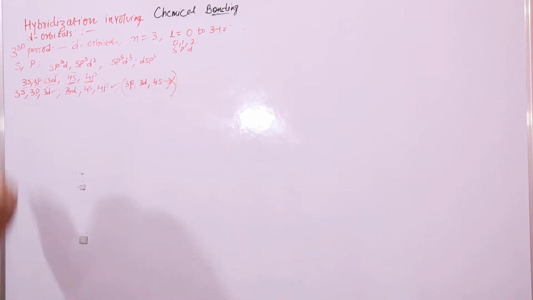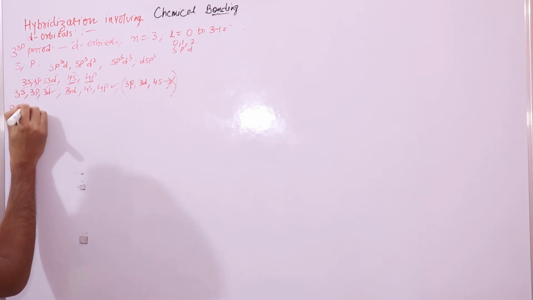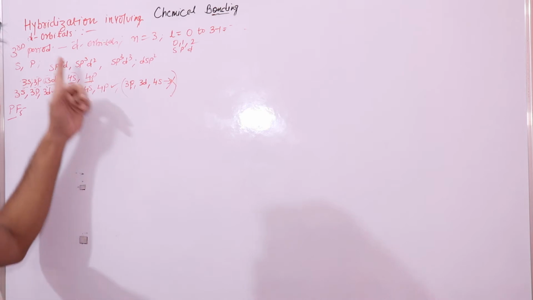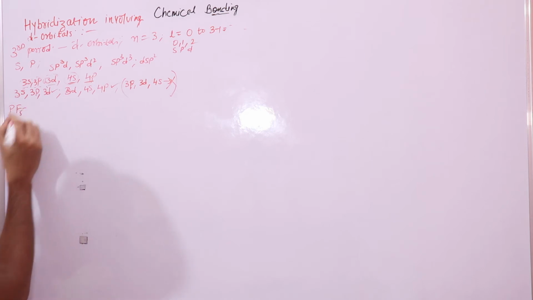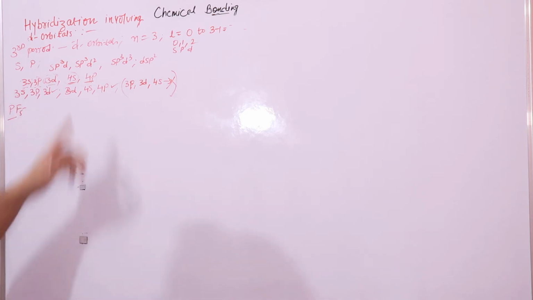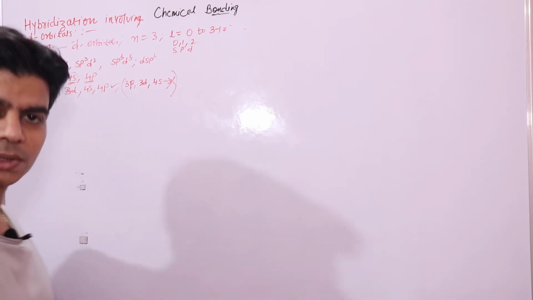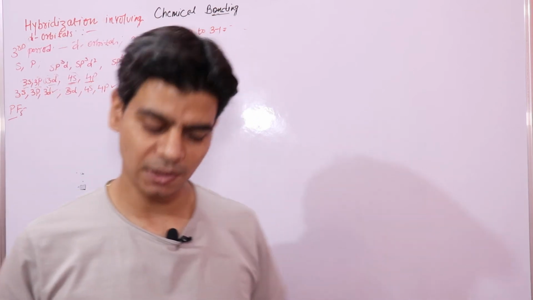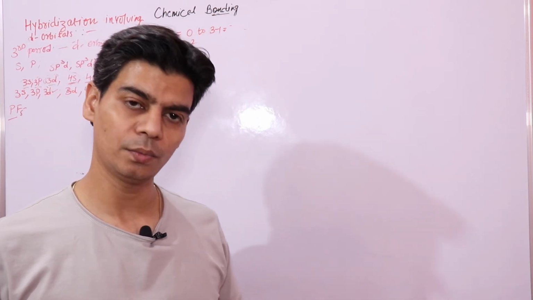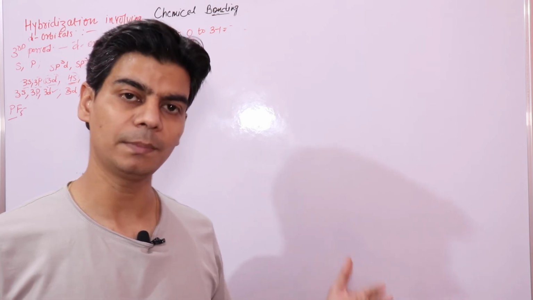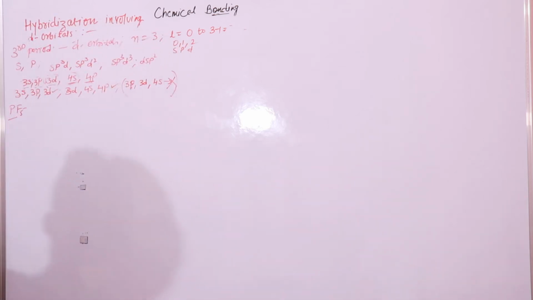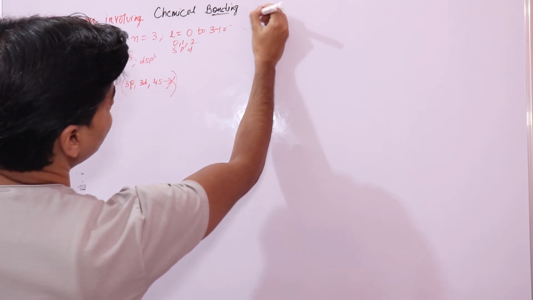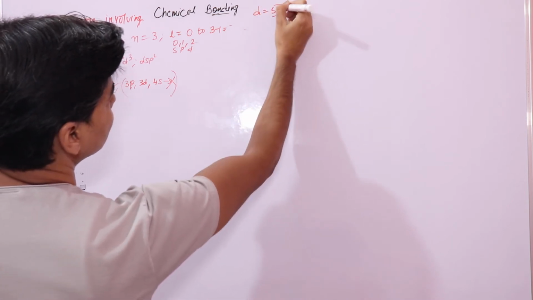Now let's quickly take the example of PF5, phosphorus pentafluoride, to understand sp3d hybridization. The central atom phosphorus in PF5 has sp3d hybridization. We'll be using the same concepts: first the electronic configuration, then the excited state electronic configuration. How will we reach the excited state electronic configuration? By promotion from a filled orbital to empty d orbitals. Just to recap, how many d orbitals do we have? We have 5 d orbitals.